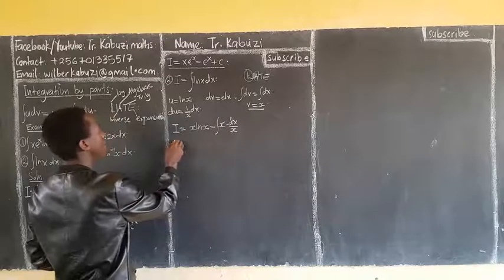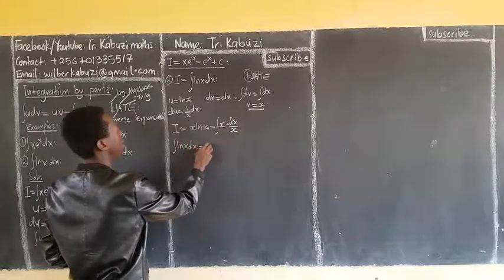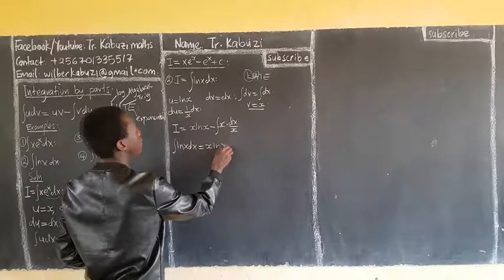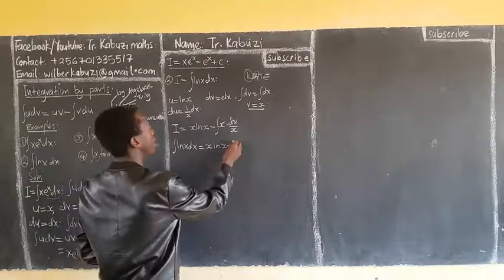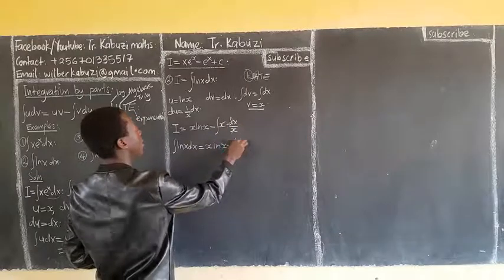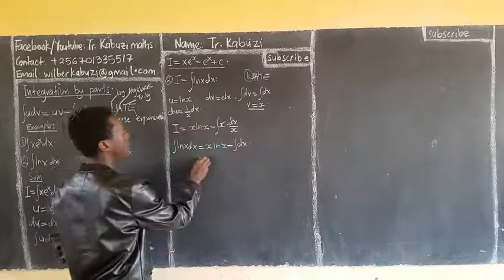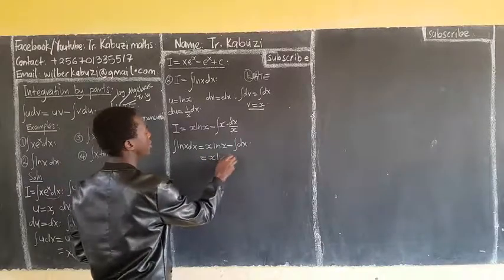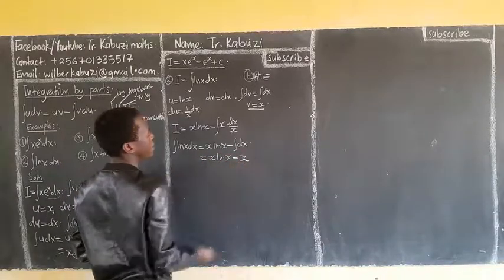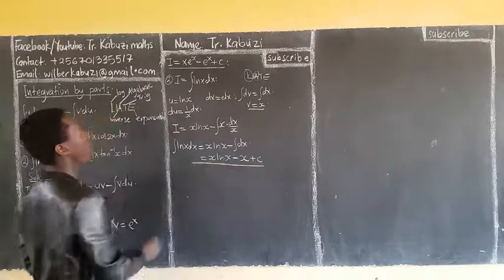So now my integral of natural log of x dx will be x natural log of x, then minus, and here we shall be having only the integral of dx. If you complete that, this will be x natural log of x, then minus, and integrating this we get x, then plus a constant of integration.